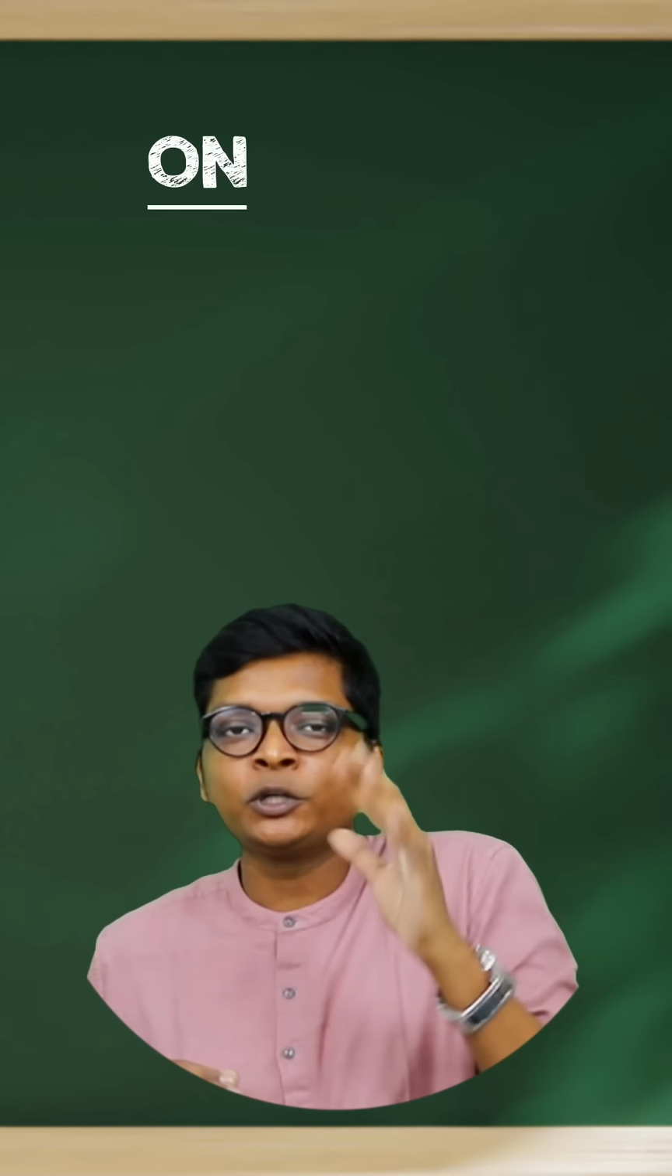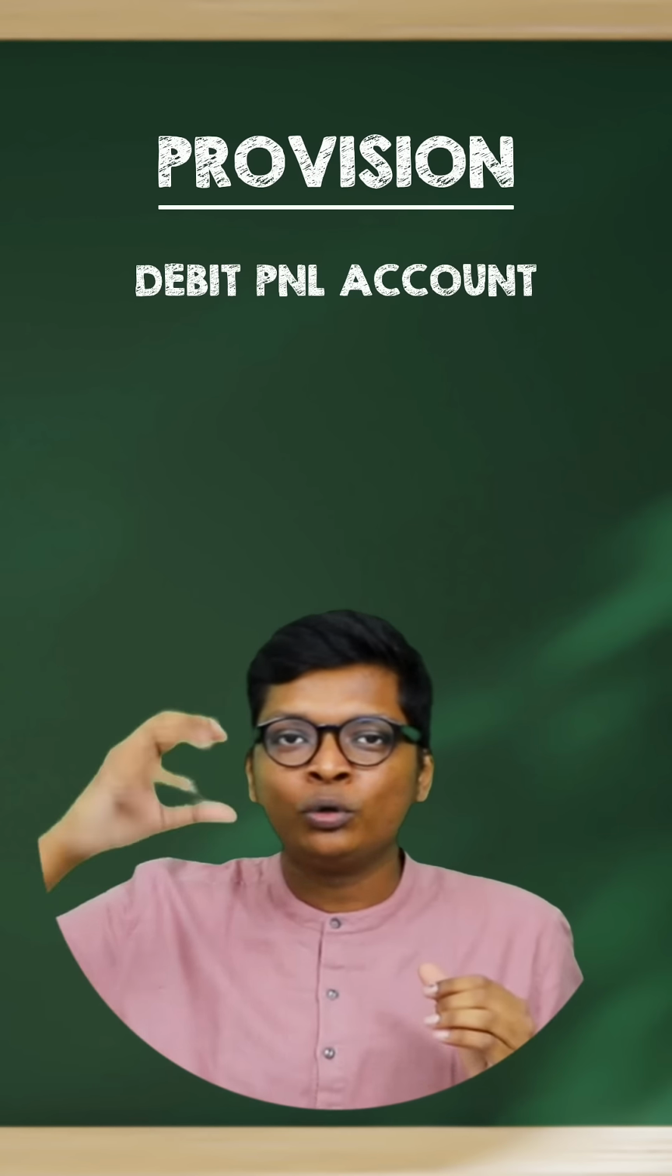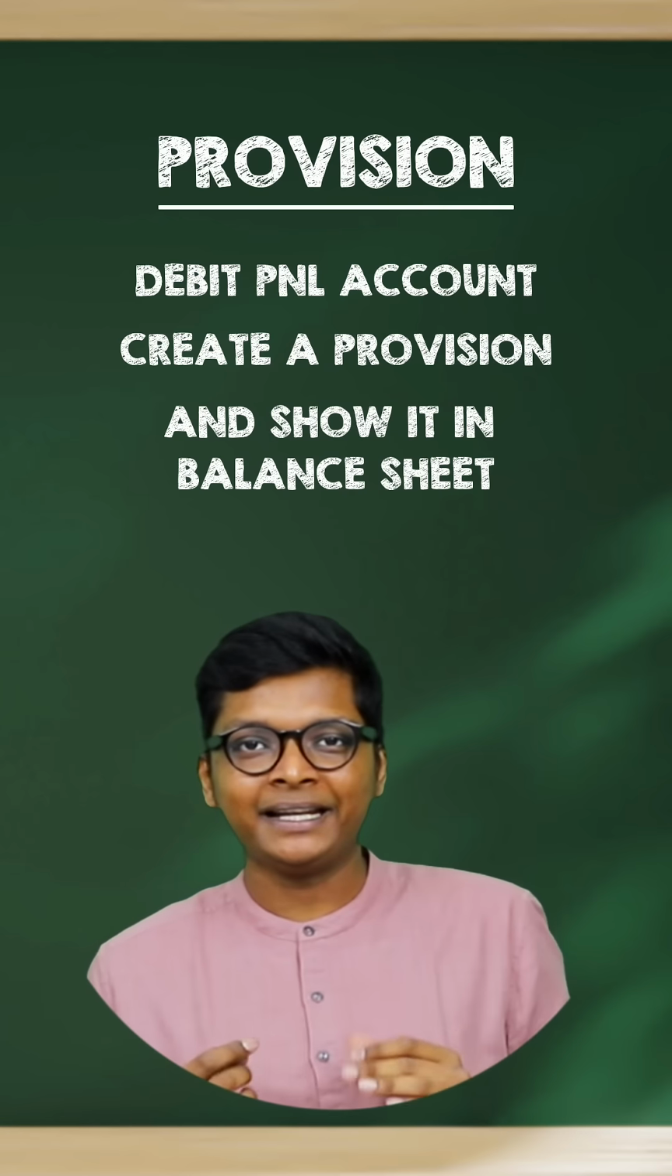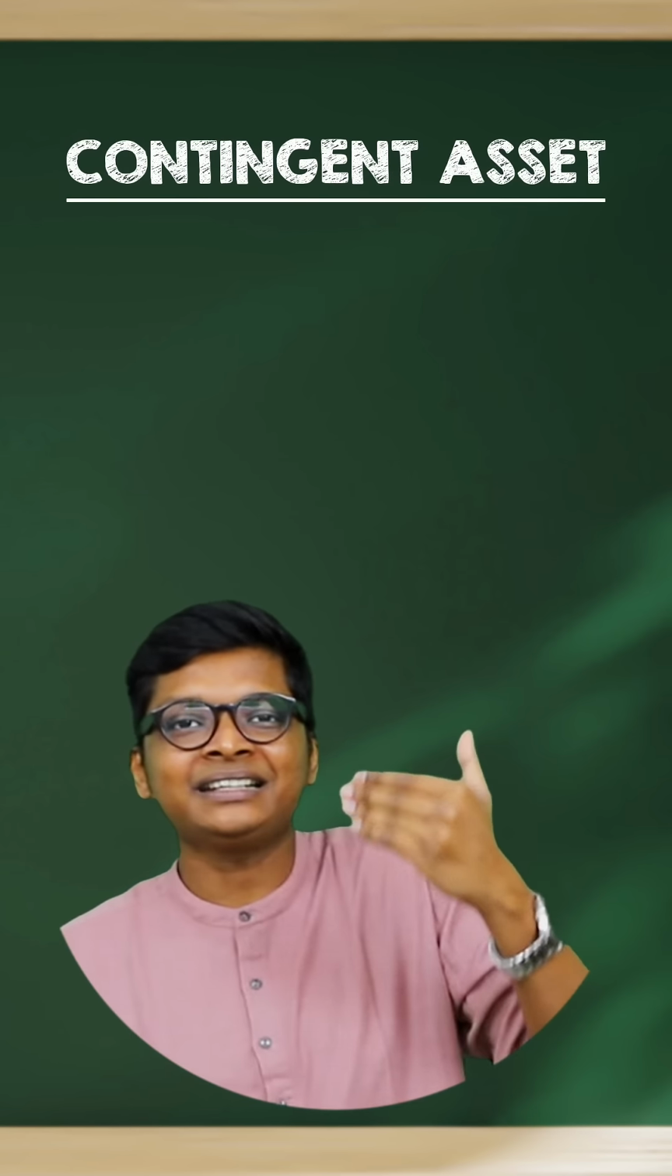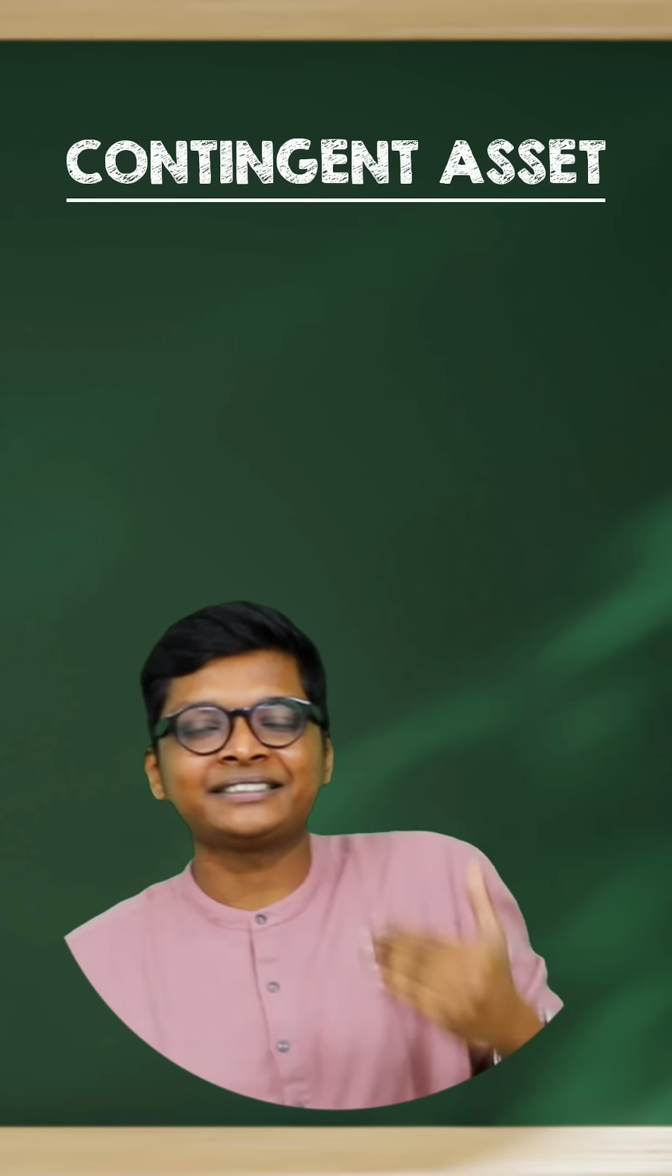If you identify something to be a provision, you debit the P&L account, create a provision, and show it in the balance sheet. Contingent liability means we show it only as a footnote, and a contingent asset we do not show in the financial statements. We only show it in the director's report as a disclosure.